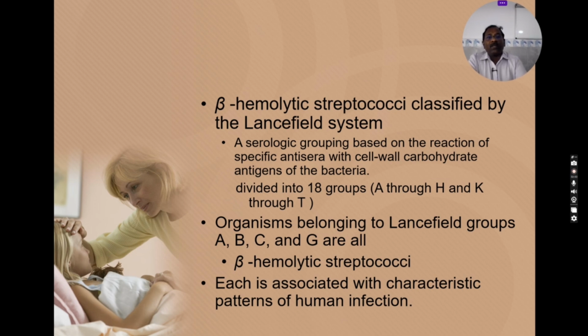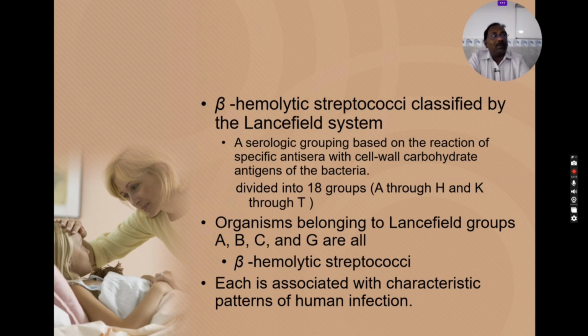Beta hemolytic Streptococci are classified by the Lancefield system, a serological grouping based on the reaction of specific antisera with the cell wall carbohydrate antigens of the bacteria. They divide into about 18 groups. Organisms belonging to Lancefield groups A, B, C and G are all beta hemolytic Streptococci. Each is associated with a characteristic pattern of human infection. See, without knowing all these things, we think that these are all because of some bacteria and we start writing some antibiotics. Okay, so this is about the different Streptococci.